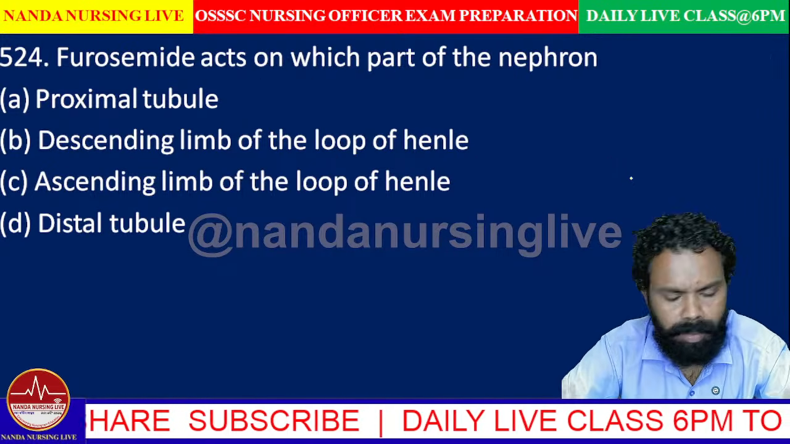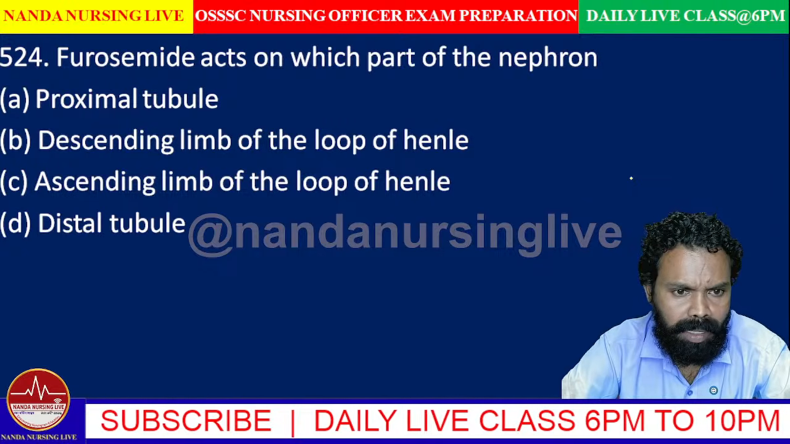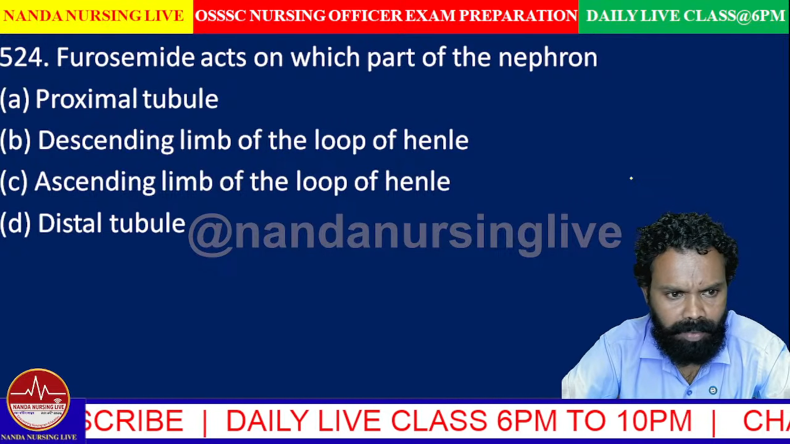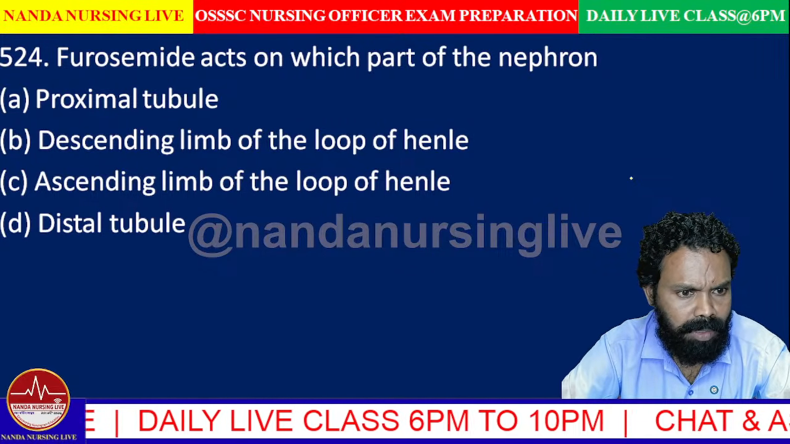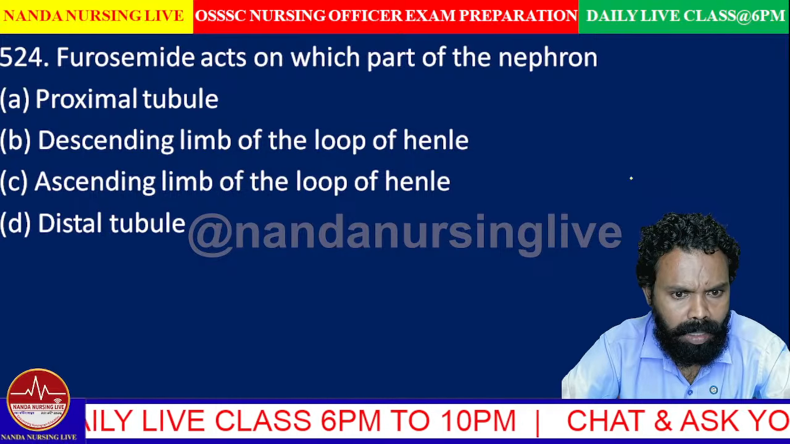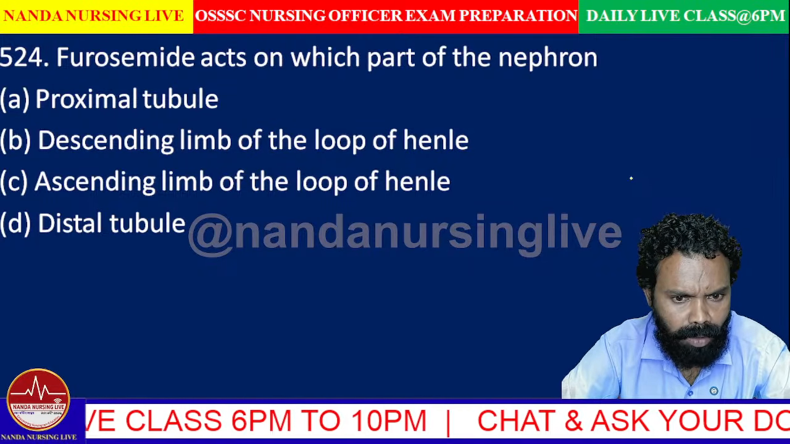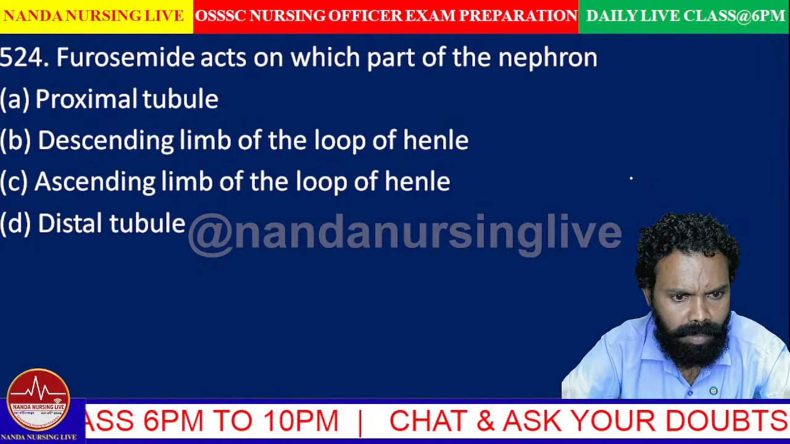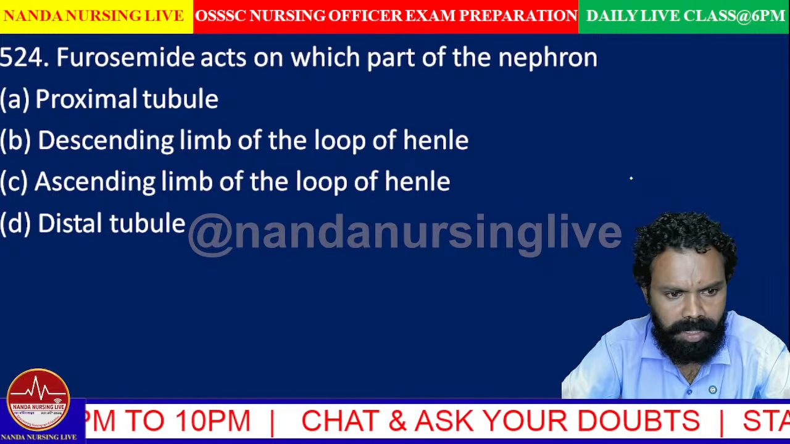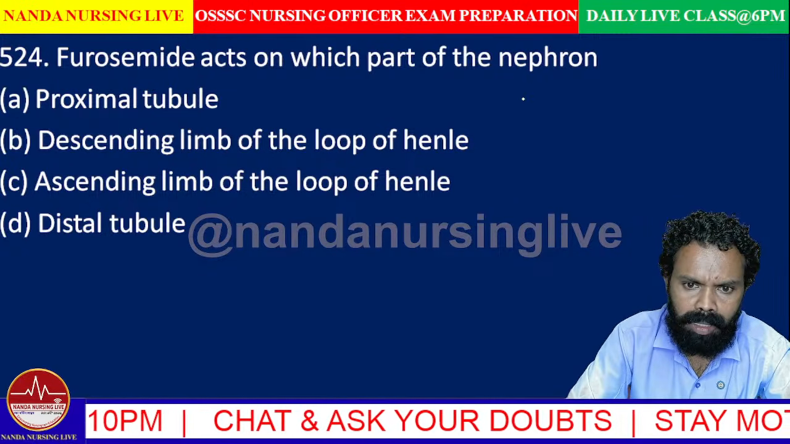Next question, question number 524. Furosemide acts on which part of the nephron? Option A, proximal tubule. Option B, descending limb of the loop of Henle. Option C, ascending limb of the loop of Henle. Option D, distal tubule. So which option is the correct answer?